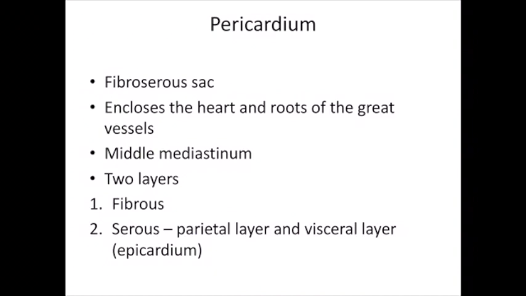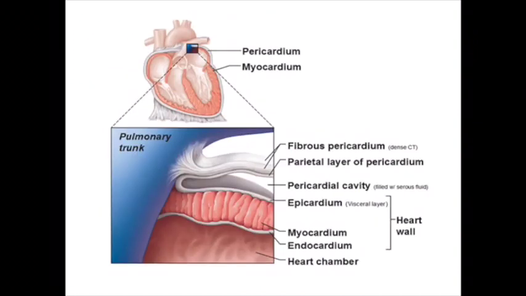There are two layers of the pericardium, the outer fibrous layer and inner serous layer. The serous layer of the pericardium has two layers, parietal layer and the visceral layer. The visceral layer is also known as the epicardium. In this picture, you can clearly see the fibrous pericardium and the serous pericardium.